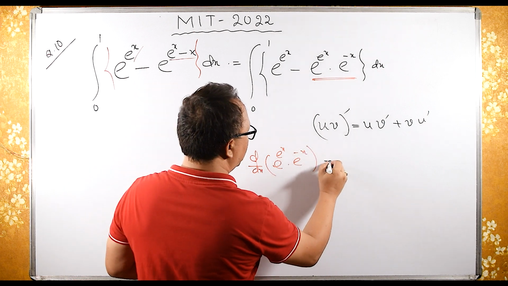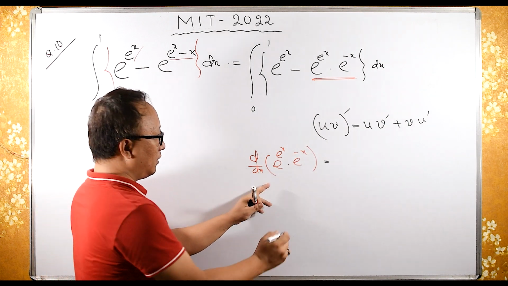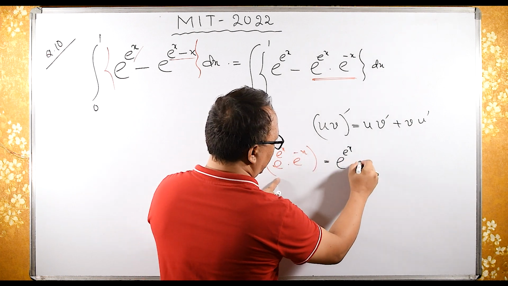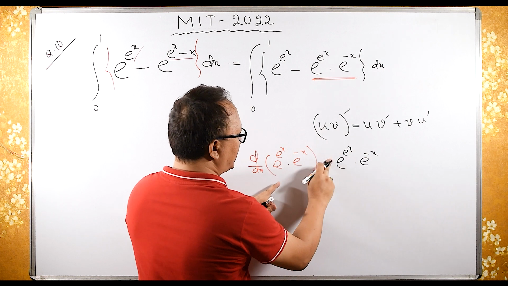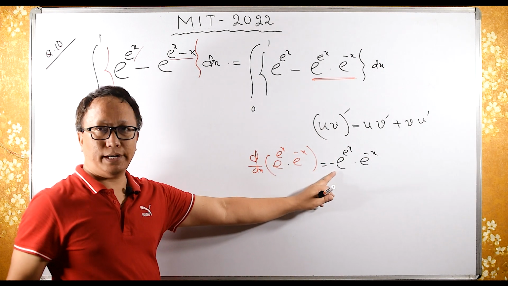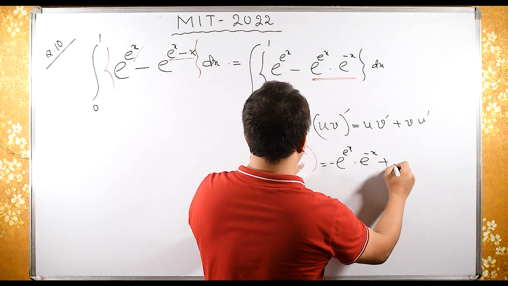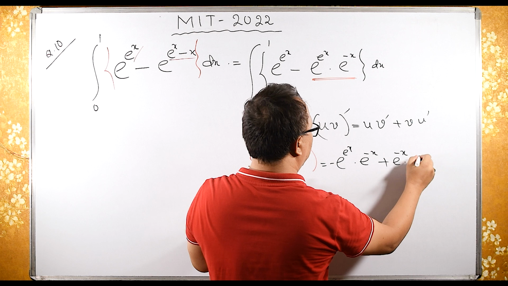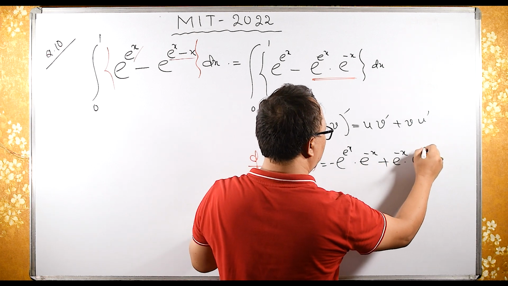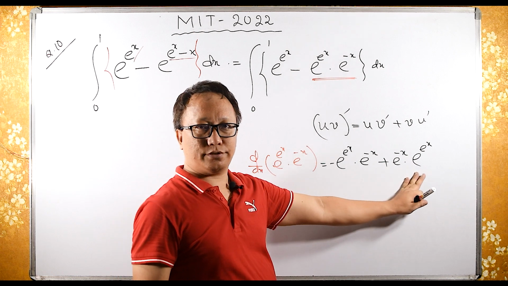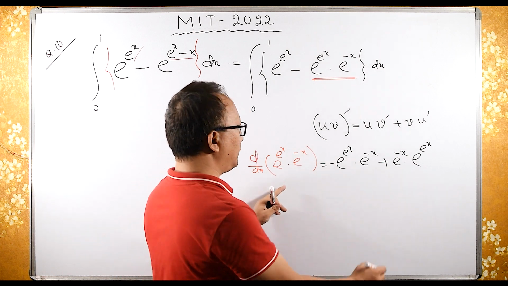This equals to, now let's apply the u into v rule. Let's keep this as it is, e raised to x, and differentiate this: e raised to minus x into dy dx of minus x, which is minus 1. So I am writing minus over here. Plus, let's keep e raised to minus x as it is and differentiate this. The differentiation of e raised to x is e raised to x itself.